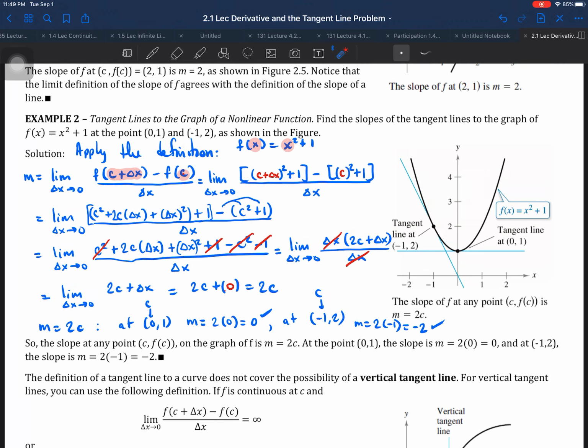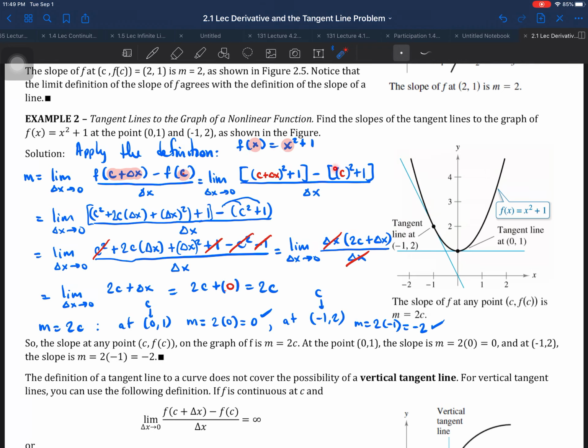So what we're gonna do is rewrite every function in the algebraic form. So we're gonna replace f of x, f of c. How do we find f of c? Well, you replace x with c.